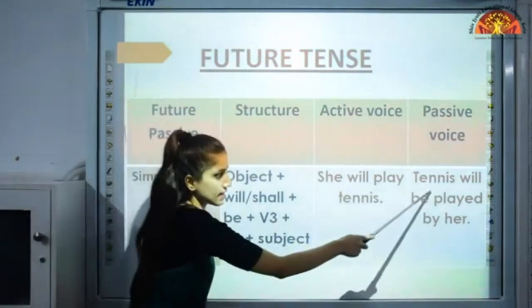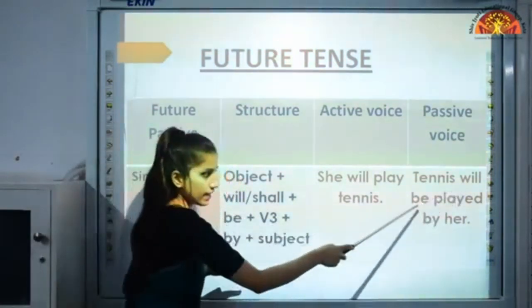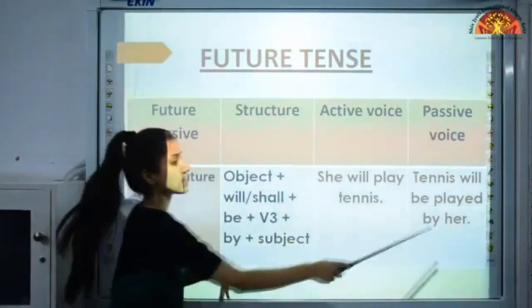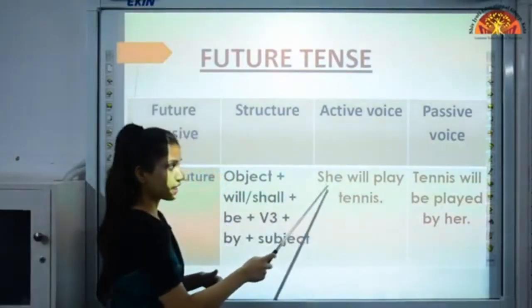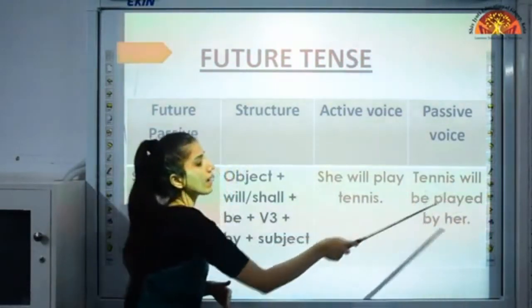So now tennis will be, that is tennis will be, the third form of the verb play, that is played by, she is converted into her. So tennis will be played by her.